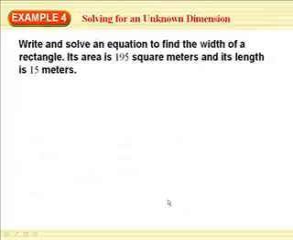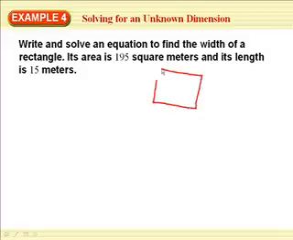Solving for an unknown dimension. Write and solve an equation to find the width of a rectangle. The area is 195 square meters. Its length is 15 meters. So if you look at this one, what they're doing is they're giving us the area. So the first thing I'm going to do is draw a picture. And its length is 15. We don't know its width. That's the question mark. But we know the area is 195.